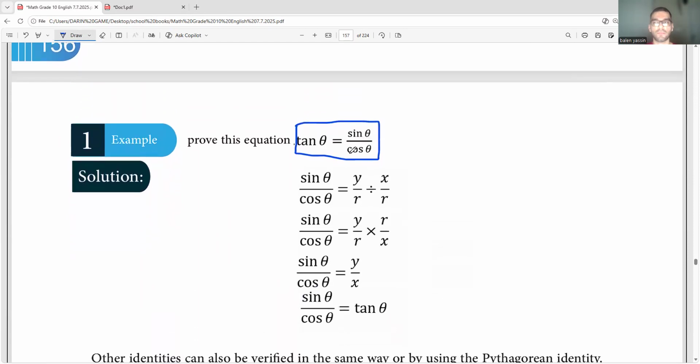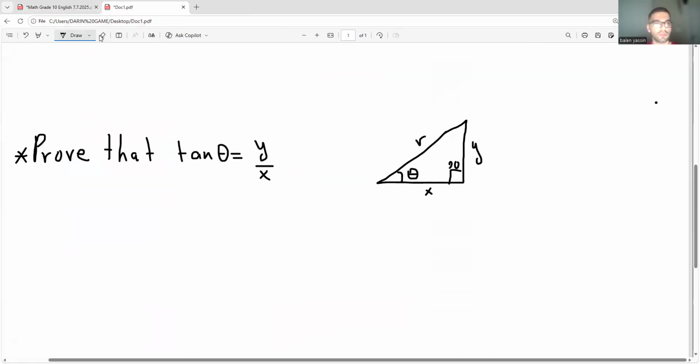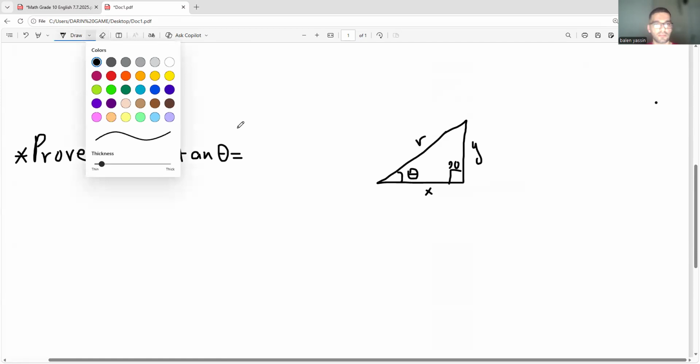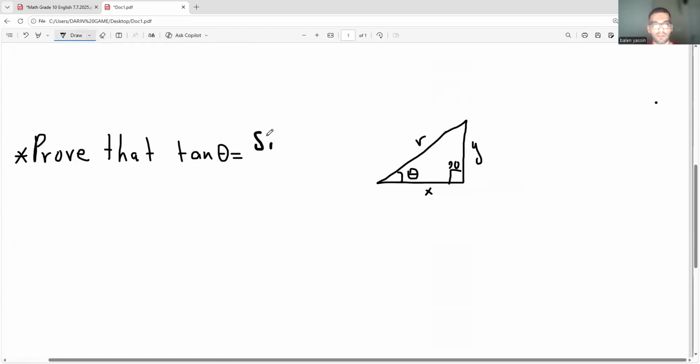All right. So you could either do this or do it the other way around. You either are given that tan of theta is y over x, and you prove it's sine over cosine, or you do it the other way around. We will do it similar to the book. It doesn't really make a difference. Since the question in the book says we show that it's sine of theta over cosine of theta, we will do the same thing.